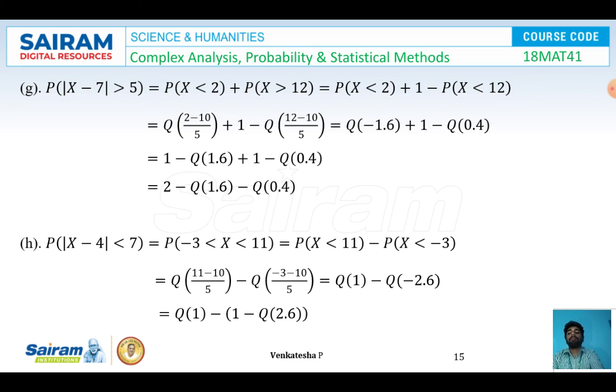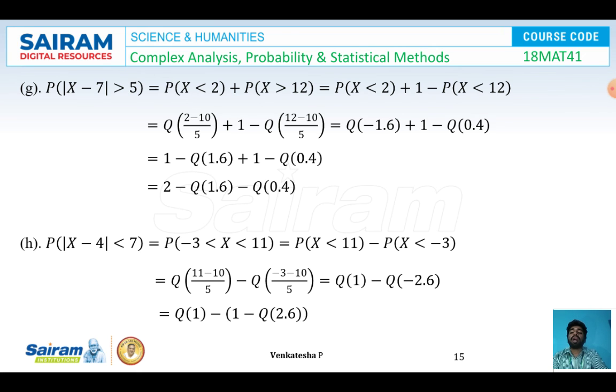Next one, P of mod of x minus 7 is greater than 5. So expanding this modulus, I'll be getting P of x less than 2 plus P of x is greater than 12. It will be equal to P of x less than 2 plus 1 minus P of x is less than 12. So I got Q of (2 minus 10) by 5 plus 1 minus Q of (12 minus 10) by 5. So by simplifying, I got Q of minus 1.6 plus 1 minus Q of 0.4. So by converting this one as positive, I got 1 minus Q of 1.6 plus 1 minus Q of 0.4, or it will be equal to 2 minus Q of 1.6 minus Q of 0.4.